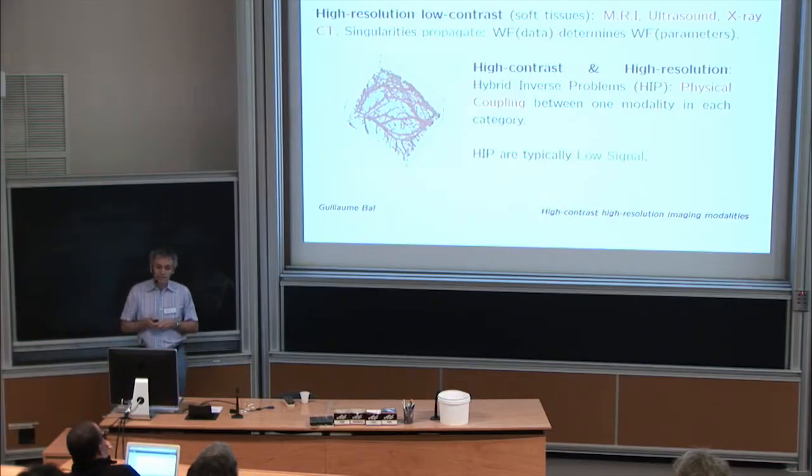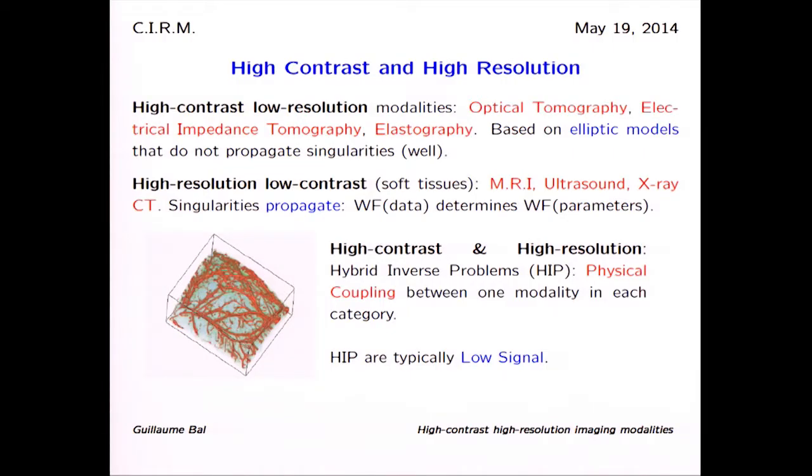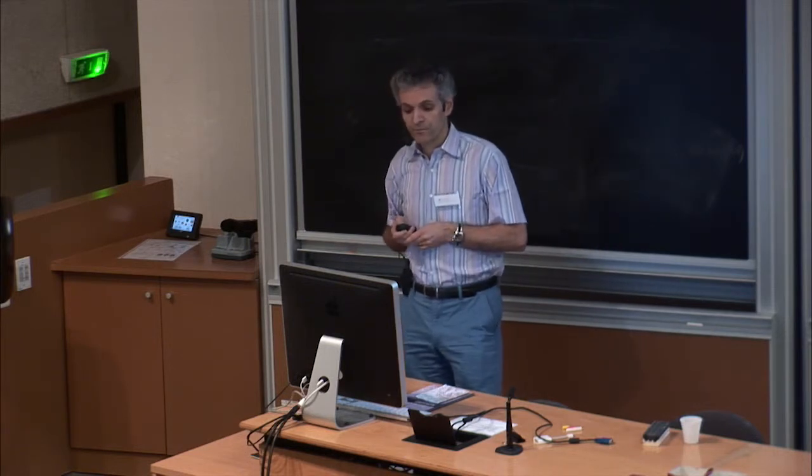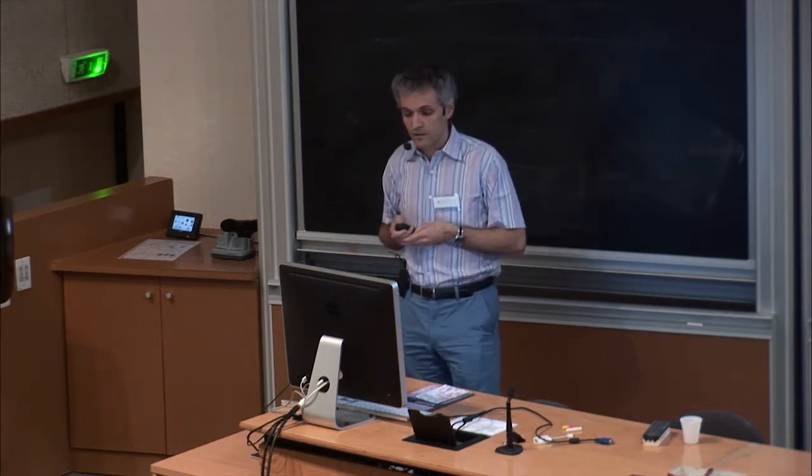Okay, so are there some modalities, methodologies that allow us to get both the high contrast and the high resolution? Well, one way to try and achieve this is to combine one method with high contrast, low resolution, and one method with high resolution, low contrast. And it turns out that in many cases, physics comes to the rescue and introduces a coupling. There's a physical coupling between a modality of the first category, high contrast, low resolution, and a modality of the second category, high resolution, low contrast. And so those are the inverse problems that I will talk about.